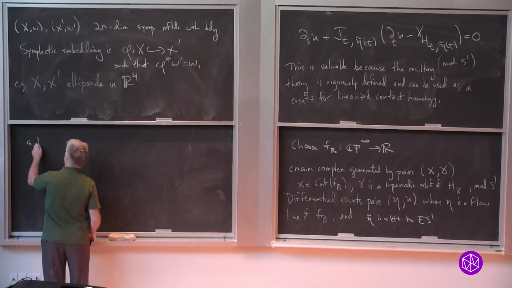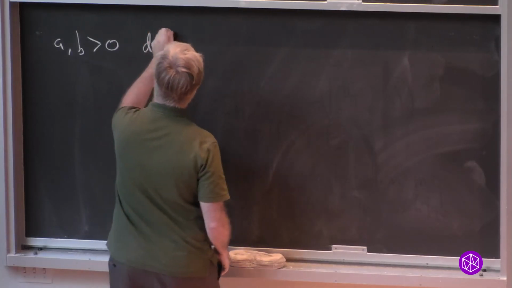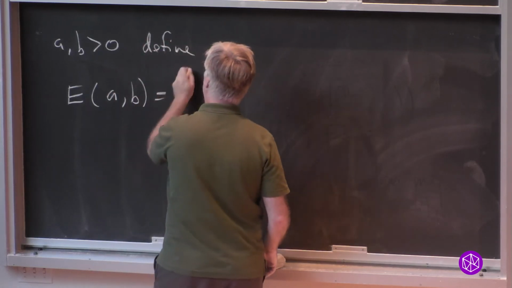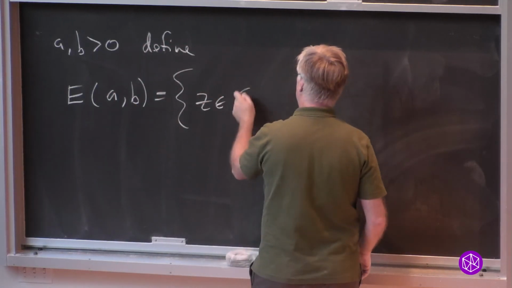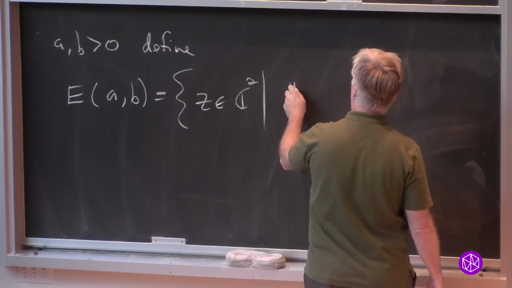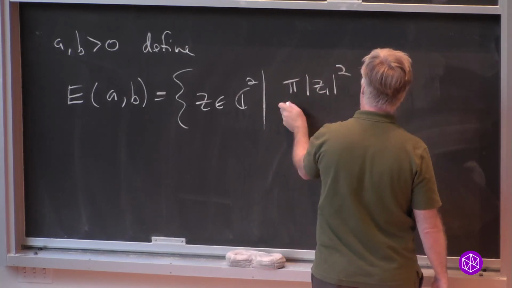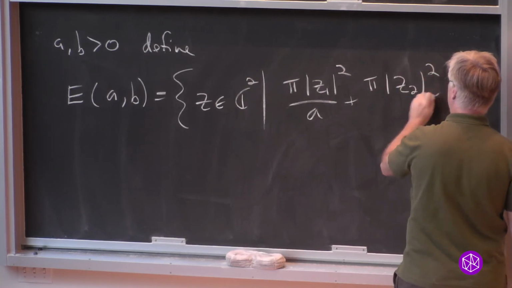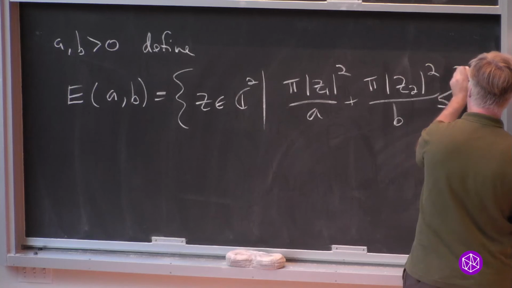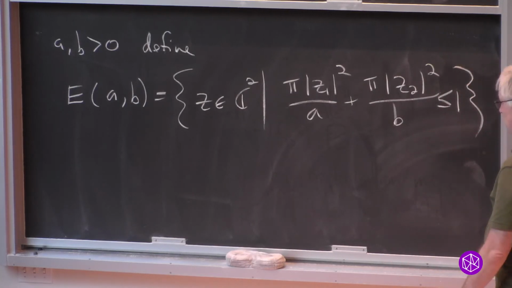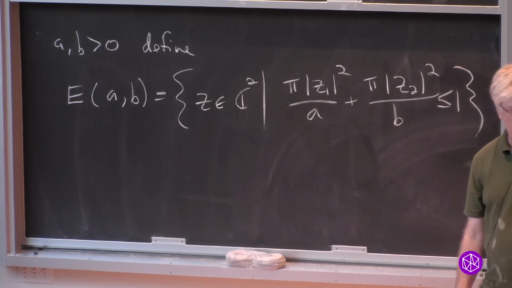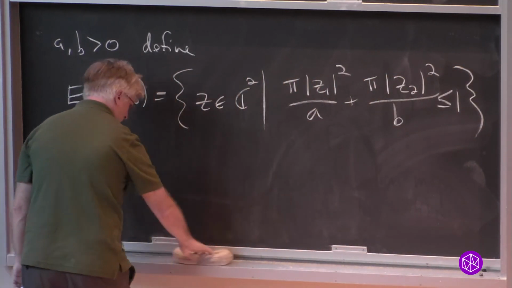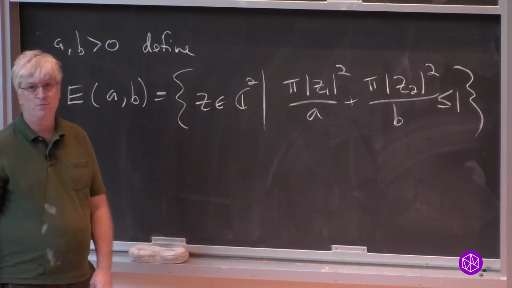So if A and B are positive numbers, define the ellipsoid E(A,B) to be the set of z in C^2 such that pi times the absolute value of z1 squared over A plus pi times the absolute value of z2 squared over B is less than or equal to 1, with the restriction of the standard symplectic form on R^4. So you can ask, when does one of these embed into another?